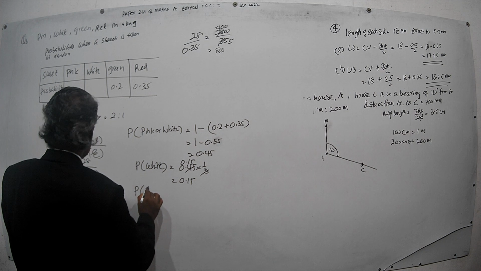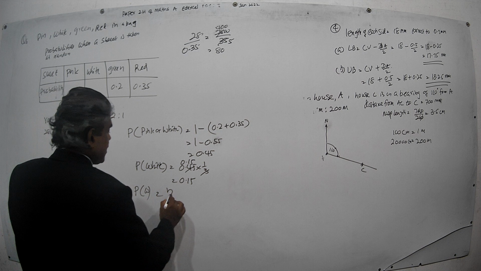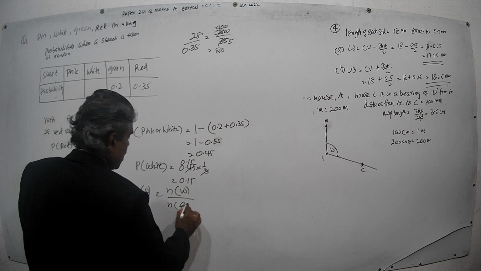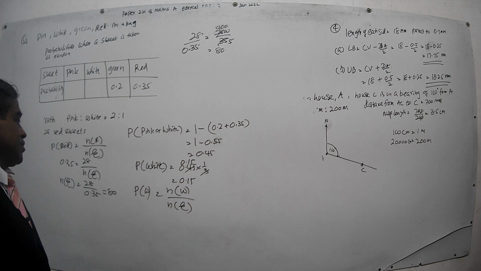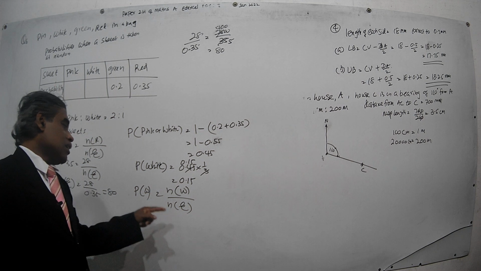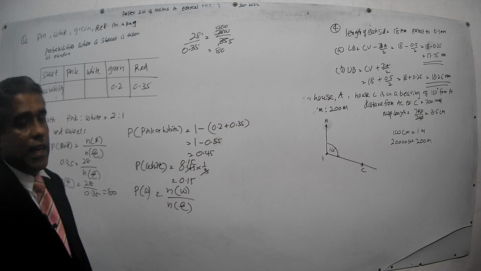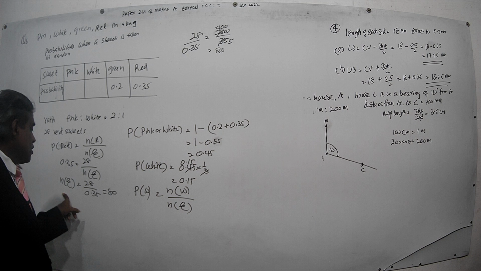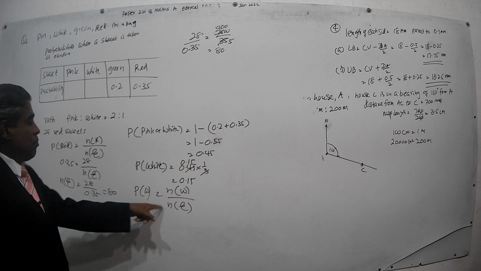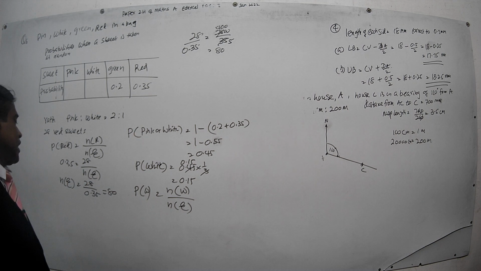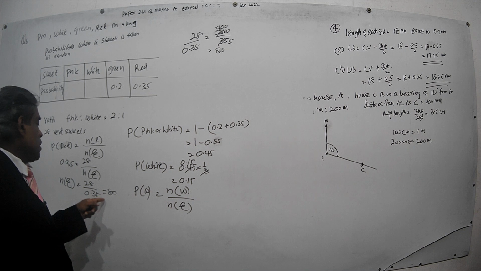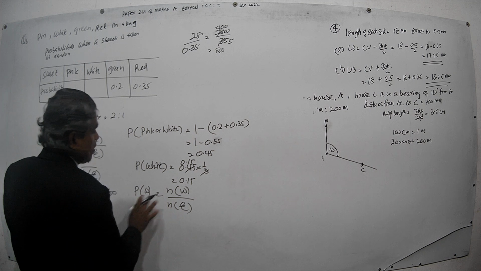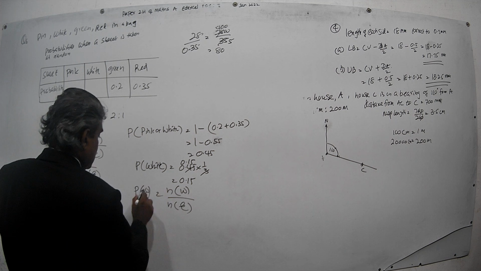Let's say P white here, W equals how much? N white over the total number N. How much out of the total number is white? And the total number we found here. That's why we found it, because we want this information to be applied to find the number of white. That's why at the beginning itself we found the total number. Then we know the total number, we know the probability, and we can find this.